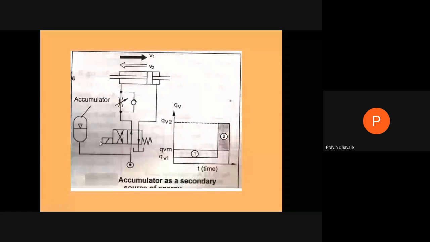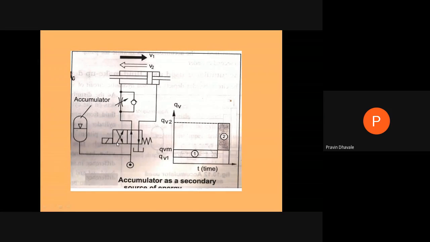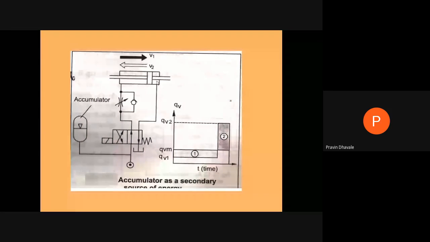And certain pressurized fluid from the pump, then from the accumulator, then this position comes, this arrow touches this line. So 15 pascal pressurized fluid will be supplied to the right hand side of the piston. So this piston will move towards the left with a certain high velocity, so that this accumulator acts as a secondary source of energy.